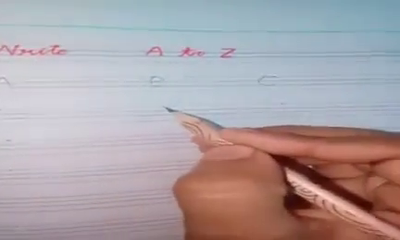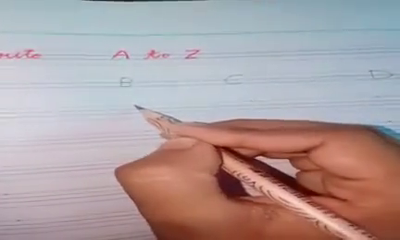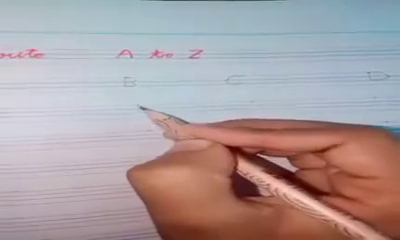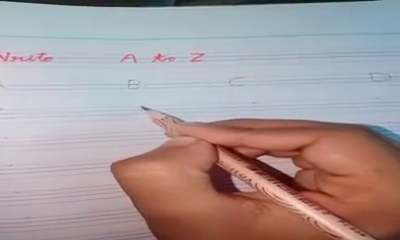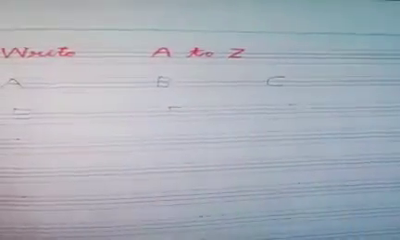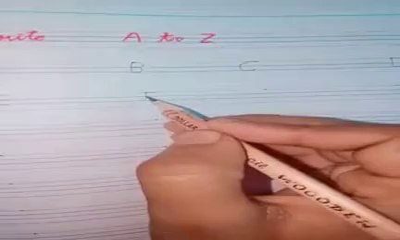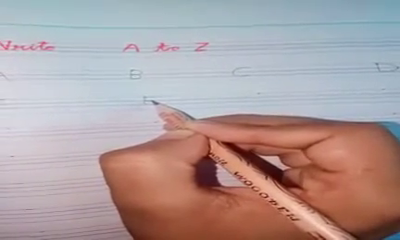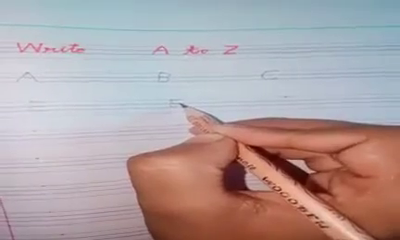E after F. Draw a standing line down like this. Go back to the top and draw one sleeping line like this. Go to the middle and draw one more sleeping line. Capital F.